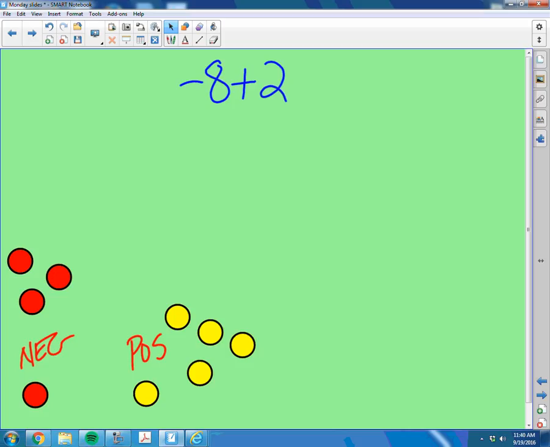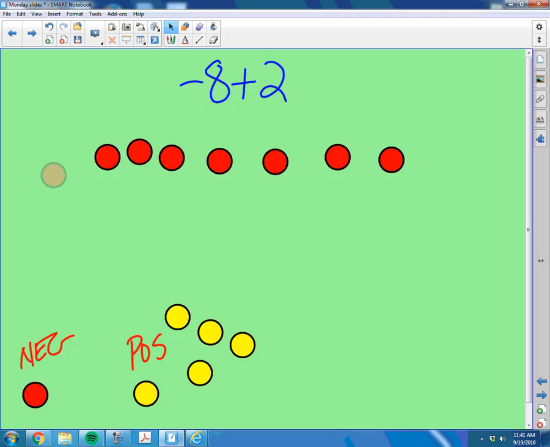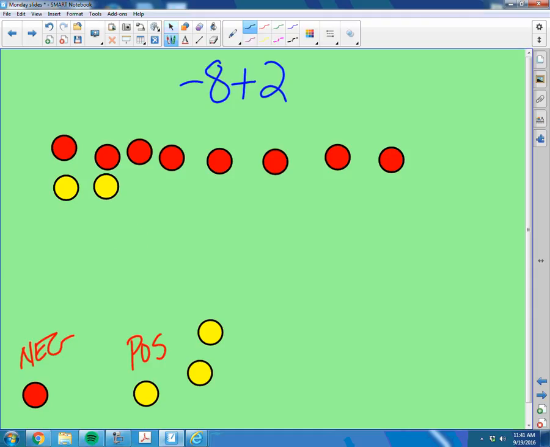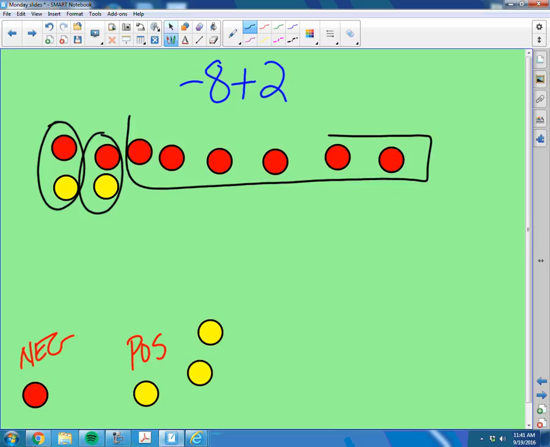Nolan? You get 8 red dots. We would get 8 red guys because we start with our negative 8. 1, 2, 3, 4, 5, 6, 7, 8. And so do I now have 8 negatives in this group? I do. To that, it's asking me to do what? Add to what? 2 positive numbers. When I add my 2 positive numbers, what is remaining? 6 negatives.